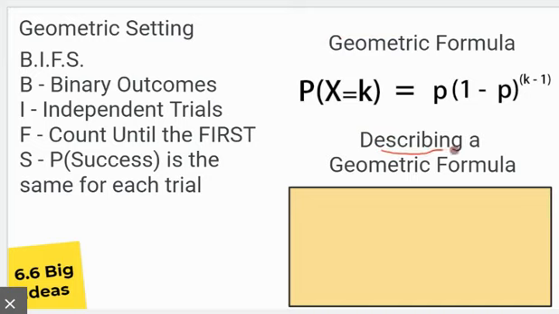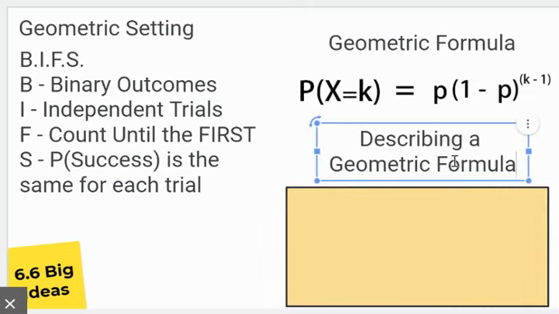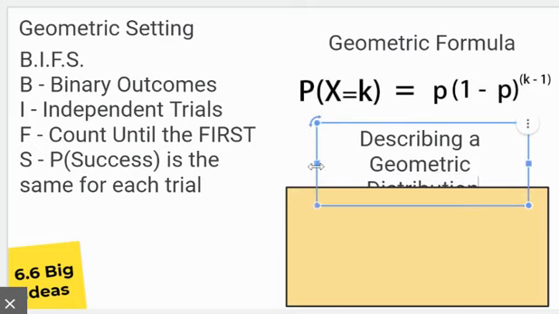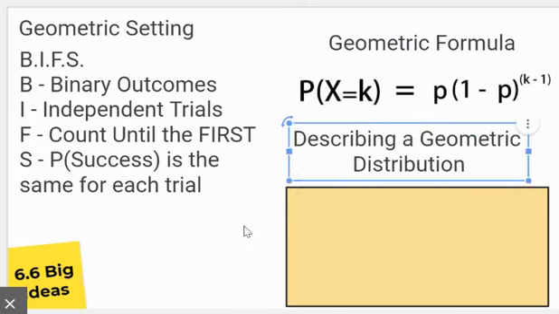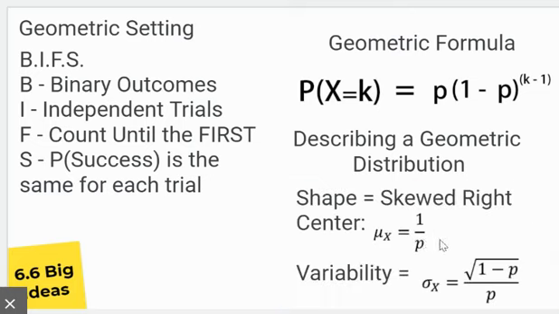Finally, we look at describing a geometric distribution. Whenever we describe a distribution, we should be thinking SOX: shape, center, and spread or variability. So let's take a look at all of these.